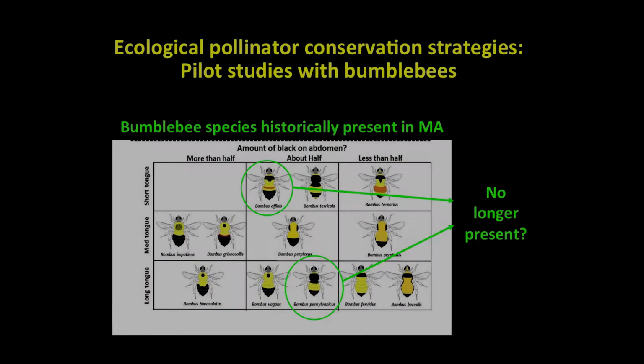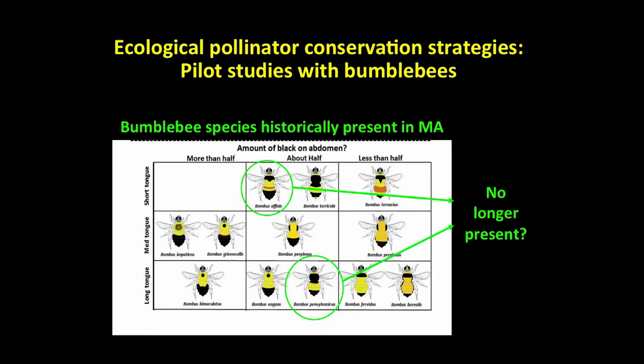Okay, so bumblebee species historically present in Massachusetts number 11. Two we think are no longer present, although I still remain optimistic. I have to check a couple of areas where they're historically present. Certainly there are some that are in trouble, but I want to go over some of the pilot studies with bumblebees just to show you how, when we ask certain questions and collect certain data, it really has an impact in terms of getting these connections together and increasing diversity and helping threatened species.